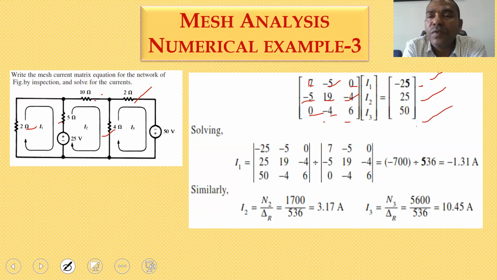So once you go for the matrix, calculate delta 1, delta 2, delta 3, then calculate those determinant values, then calculate I1, I2, I3 using Cramer's rule: delta 1 by delta, delta 2 by delta, delta 3 by delta. From that you can get I1 value is minus 1.31 amperes, I2 value is 3.17 amperes, and I3 value is 10.45 amperes. So like this you have to go for the calculation using mesh analysis.